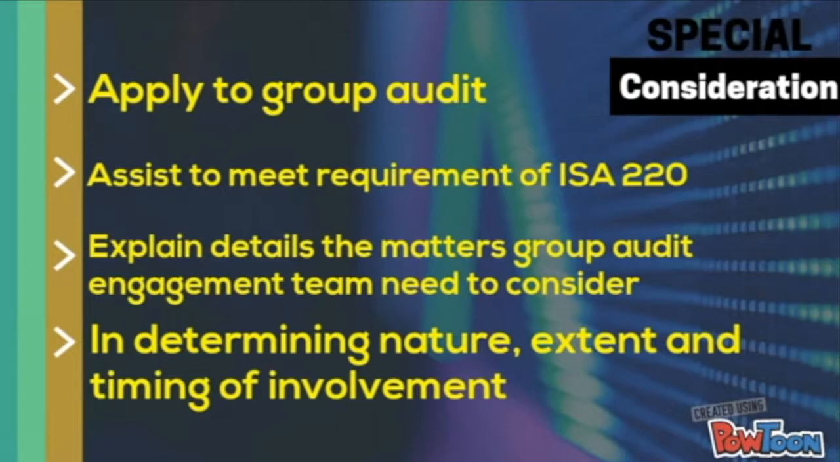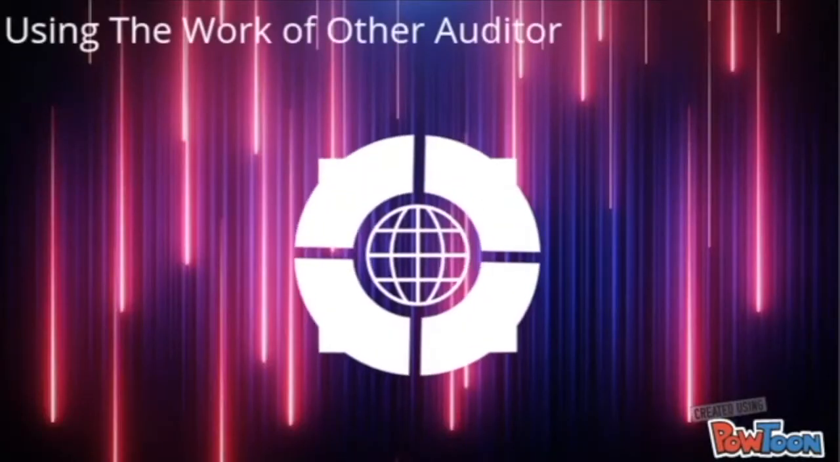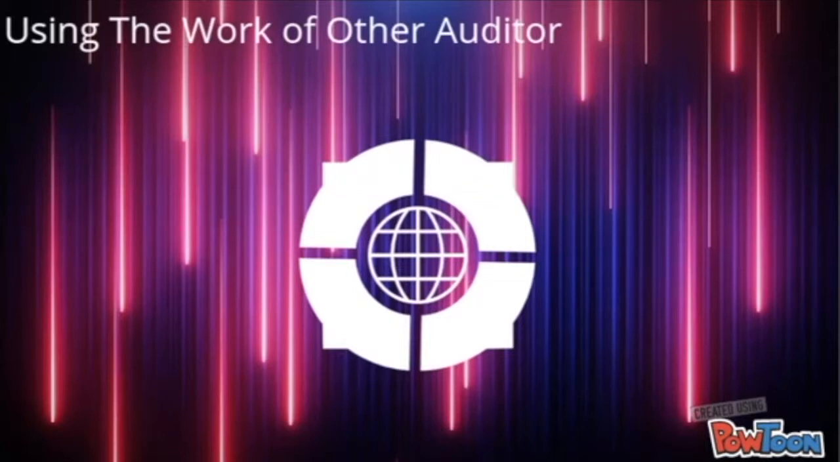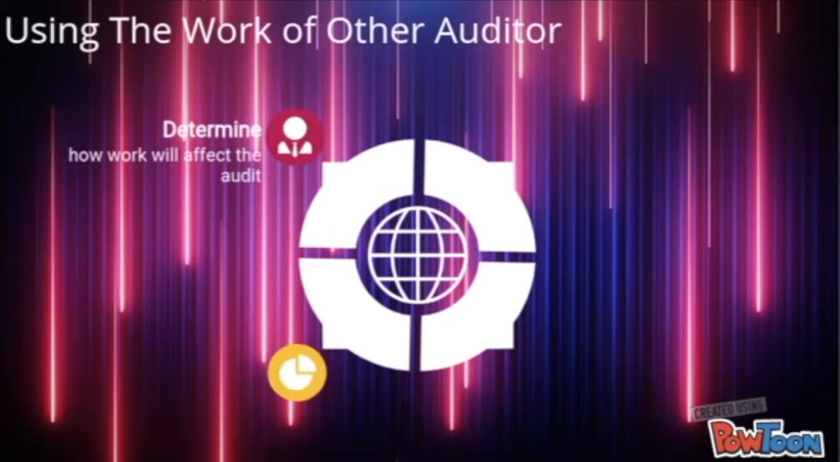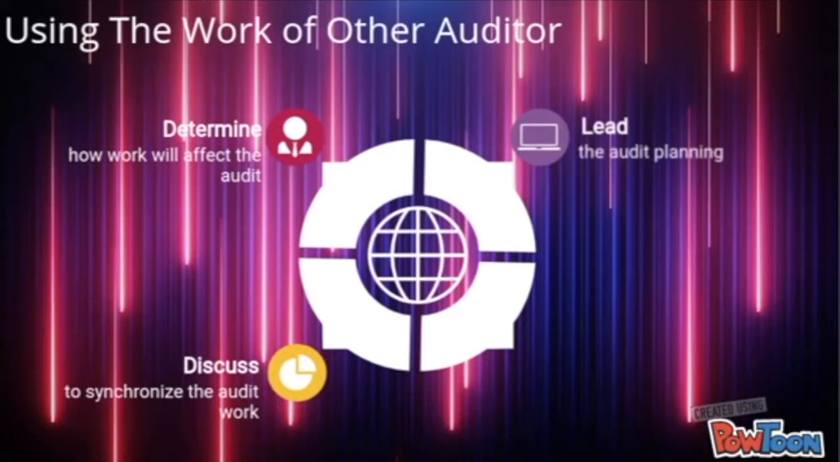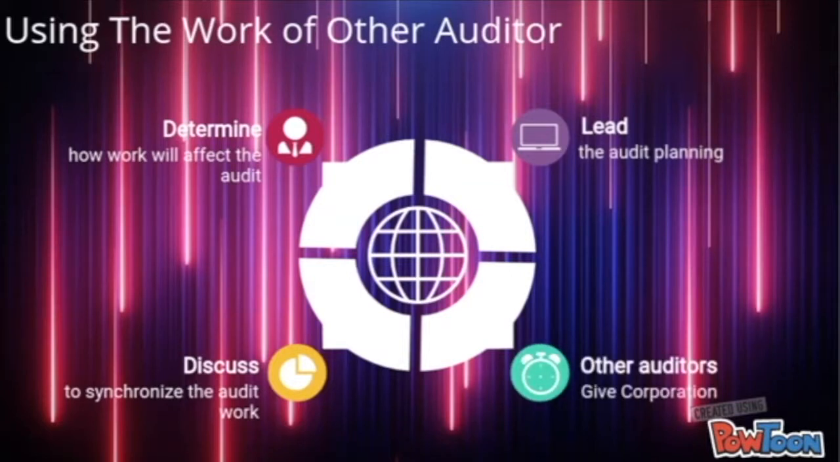This ISA explains the matters that the group engagement team considers when determining the nature, timing and extent of its involvement in the risk assessment procedures and further audit procedures performed by the component auditors on the financial information of the components. For using the work of other auditors, when the principal auditor uses the work of another auditor, he should determine how the work will affect the audit. The principal needs to discuss with the other auditor to make sure the work is synchronized. The principal should lead the planning, especially the timing of the audit, risk areas and others. The other auditors are also responsible and should give full cooperation to the principal auditor.